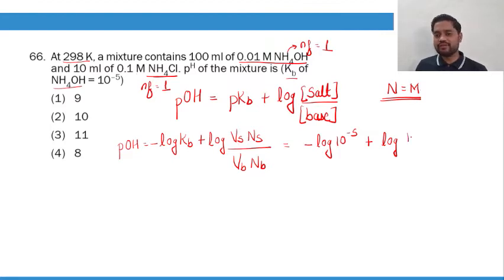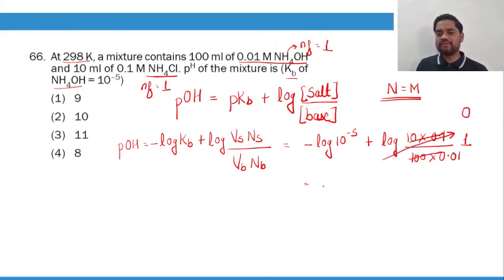10 ml. Multiply by what is the normality? 0.1, because molarity and normality is equal to 1. Whole divided by what is the volume of base? It is 100. Multiply by what is the molarity? Normality 0.01. So can I cancel this thing out? Because 10 into 0.1 is 1. 100 into 0.01 is what? 1. And that is equal to what? Log of 1. And log of 1 is equal to 0.